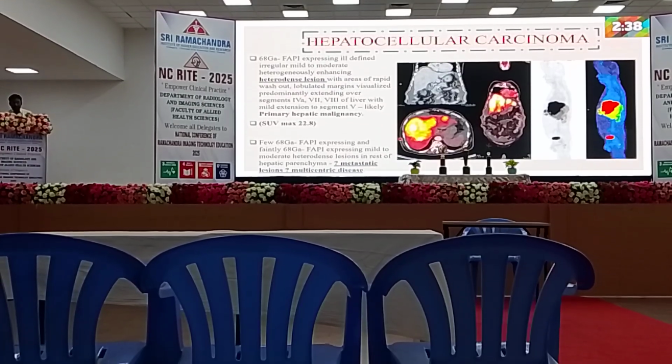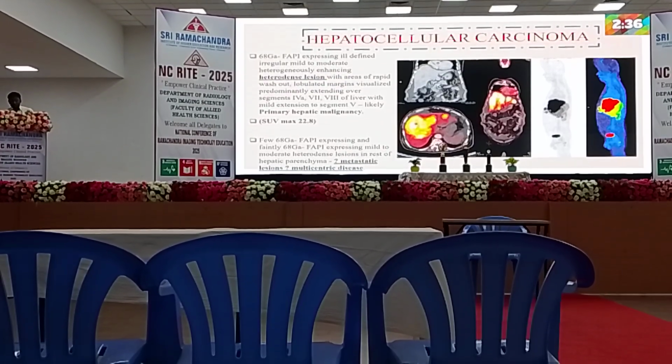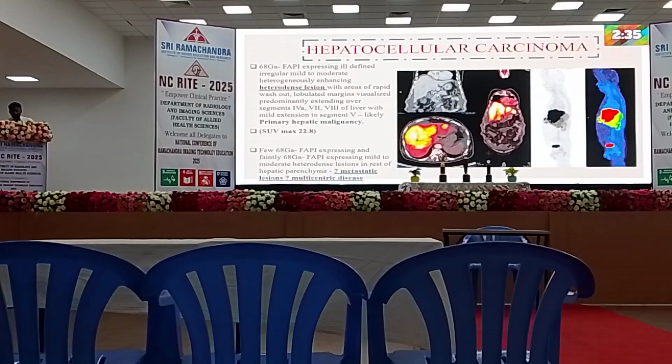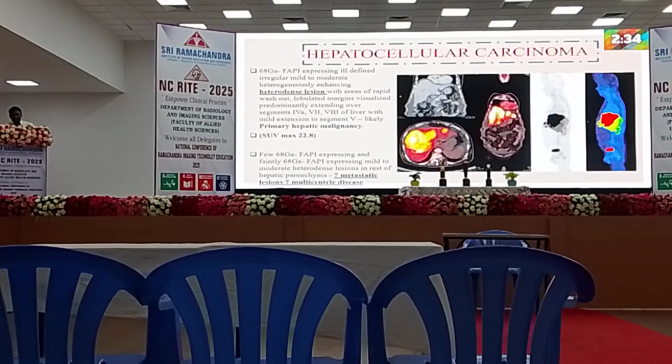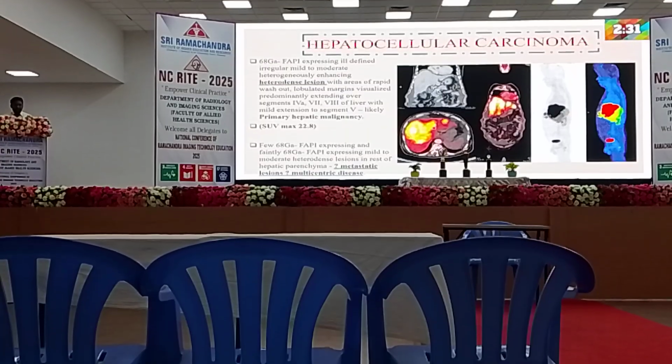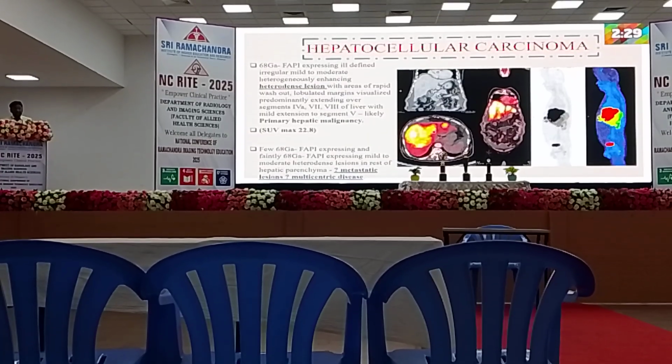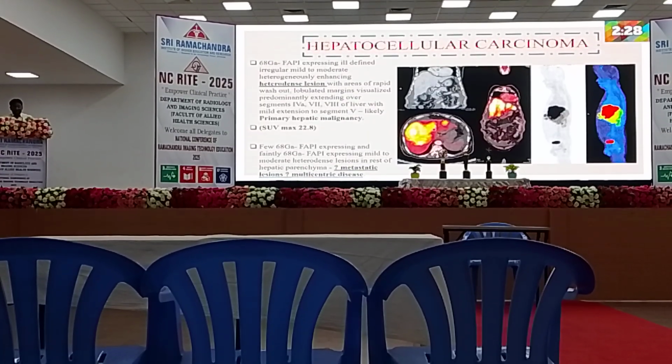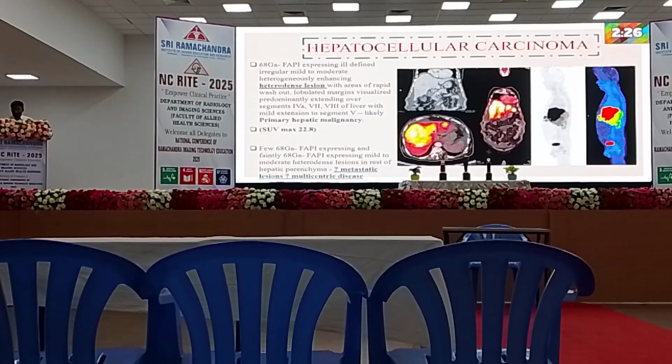Moving through the cases, this is a case of hepatocellular carcinoma. Here you see FAPI expressing a heterogeneous lesion with rapid washout, seen on segments 4A, 7 and 8 of the liver. So it is likely to be a primary hepatic malignancy. The SUV max value is about 22.8.